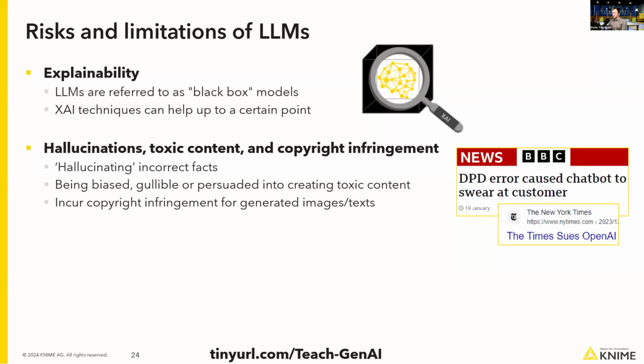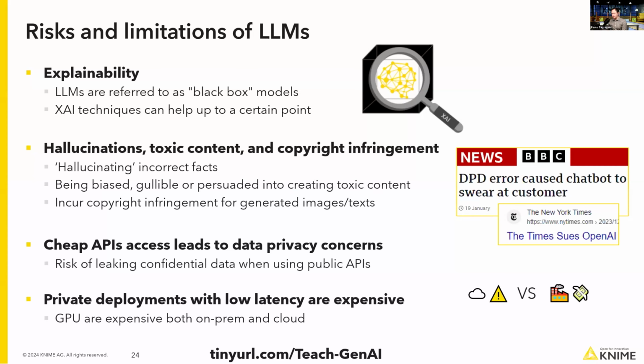Hallucination, toxic content, copyright infringement. This is another big topic. I have some news here. There was an issue with a chatbot that was swearing at a customer. There was another issue of the Times suing OpenAI over copyrighted material. Of course, these large language models learn through the context that you provide, but they also learn from whatever they found on the internet, which might be toxic, which might be under copyright, or they can also just make up stuff. So this is a big issue to take into consideration.